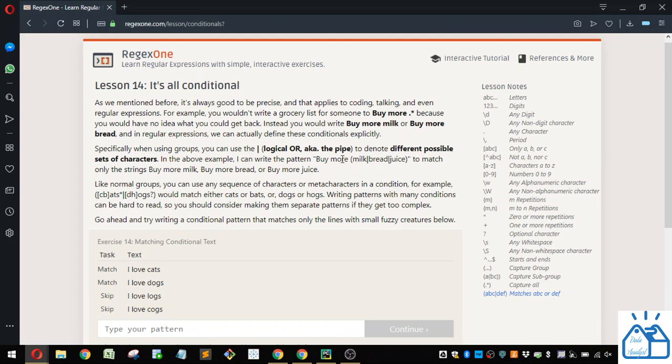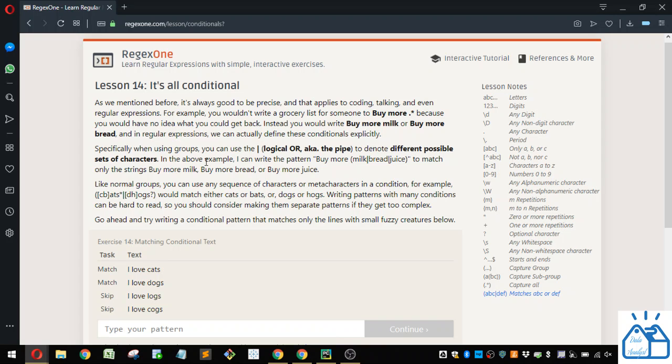Logical OR, aka the pipe character, to denote different possible sets of characters. In the above example, I can write the pattern buy more, and then you have the parenthesis here. It's either milk, bread, or juice to match only the strings buy more milk, buy more bread, or buy more juice. Like normal groups, you can use any sequence of characters or meta characters in a condition.